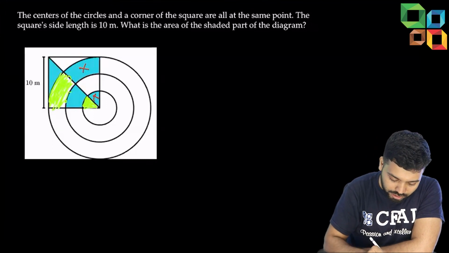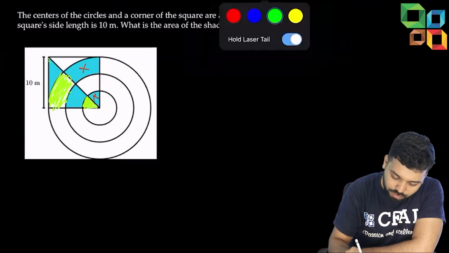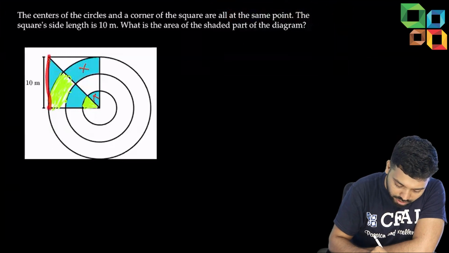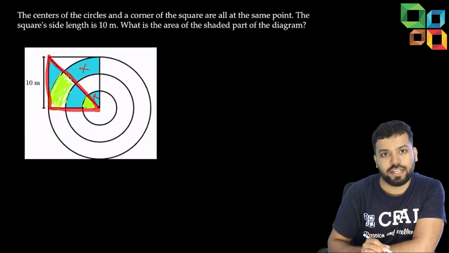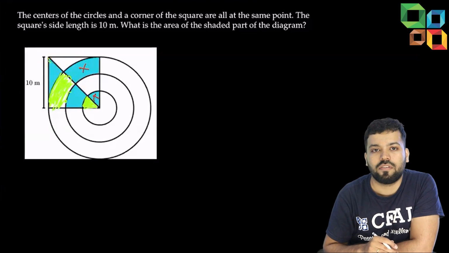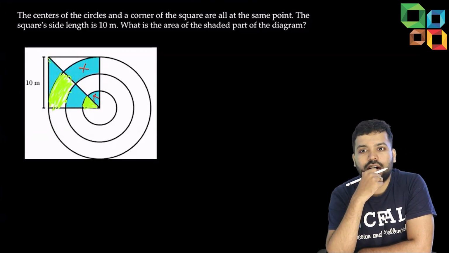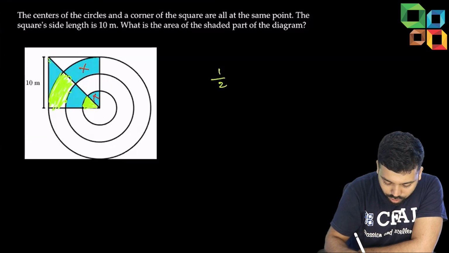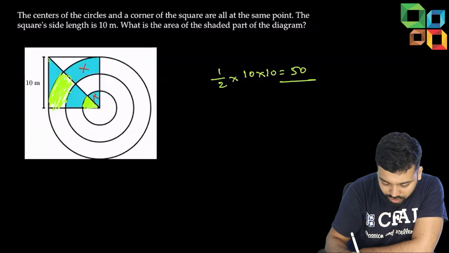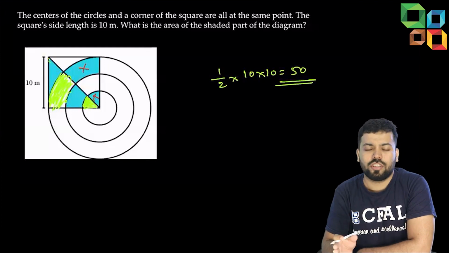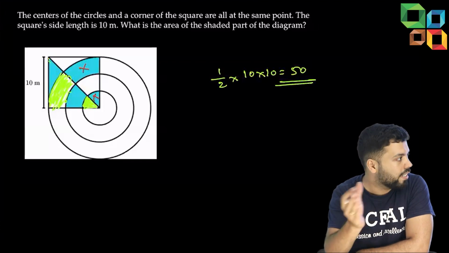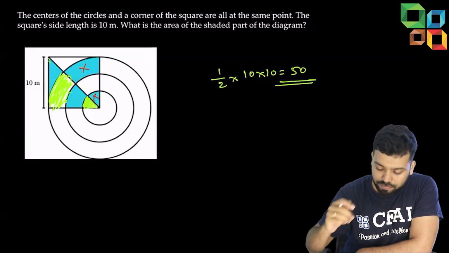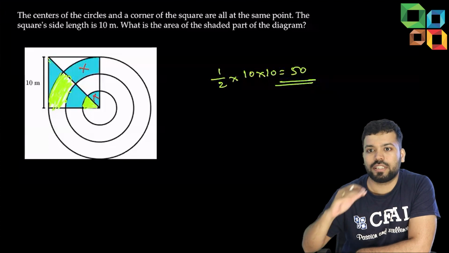You have this triangle, and all that we need is the area of this triangle. What is the area of that triangle? Half into 10 into 10, because the area of the triangle is half into base into height, 10 into 10, which is 50. This is also a very simple problem. All we had to do was rearrange the areas. Any doubts here? Anyone?